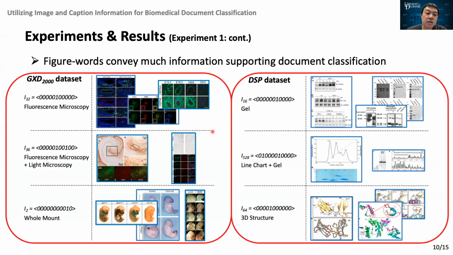For instance, fluorescence microscopy images often appear in publications relevant to the gene expression database, as this method is a common imaging technology for visualizing gene expression. Pull-down assays are commonly used in studies relevant to molecular interactions. Thus, figure words corresponding to gel images are important for document classification over the DSP dataset. As such, we believe that our figure words convey important information about the biomedical experiments and thus contribute to the document classification task.